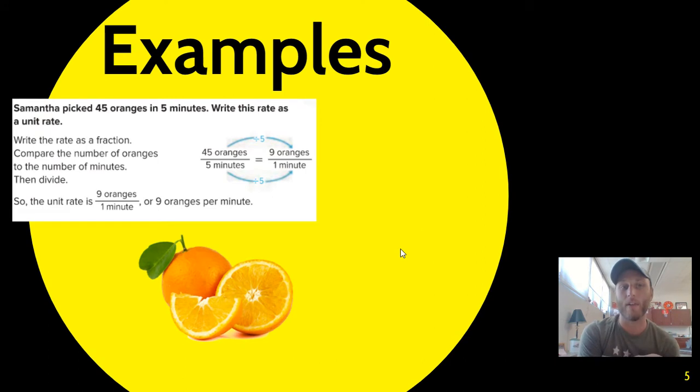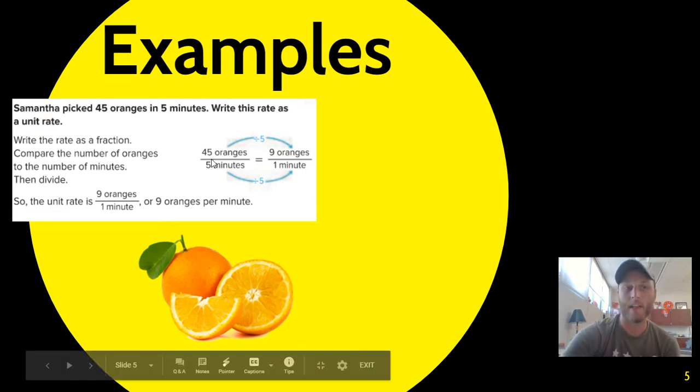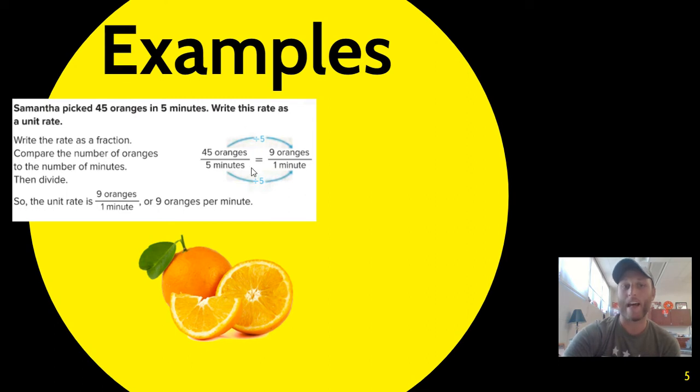Samantha picked 45 oranges in 5 minutes. Write this rate as a unit rate. If you look here, we wrote the rate first: 45 oranges in 5 minutes, which is what it says in the story problem up here. Then I have to look to see which factors go into 45 and 5, just like we did with GCF. I know that 5 will go into both those numbers. If I divide by 5 up top, I get 9 oranges, and if I divide by 5 at the bottom, I get 1 minute. So we can see that they pick 9 oranges per minute. That is the rate, 9 oranges per minute.